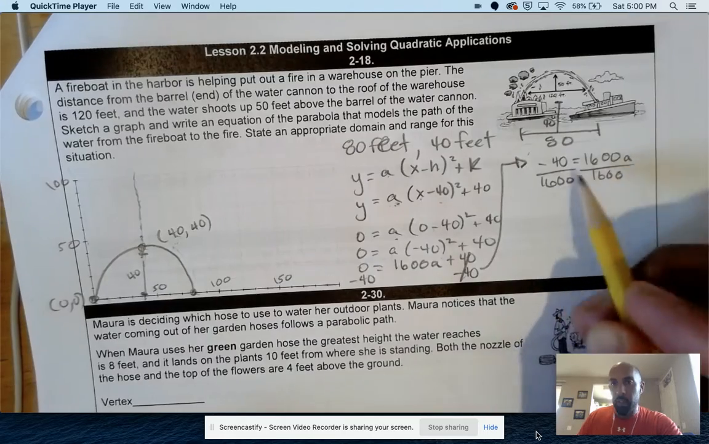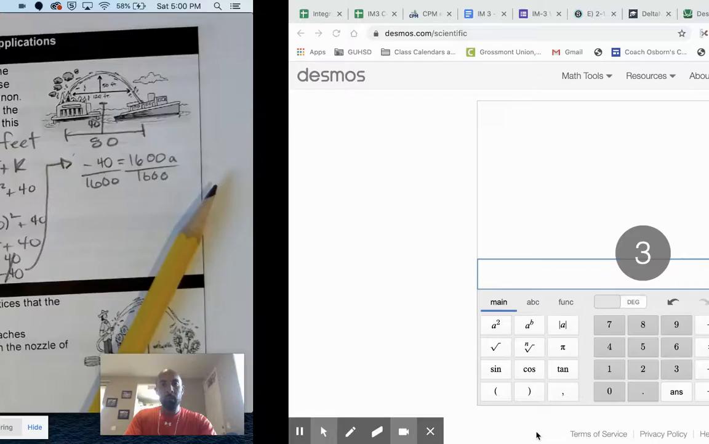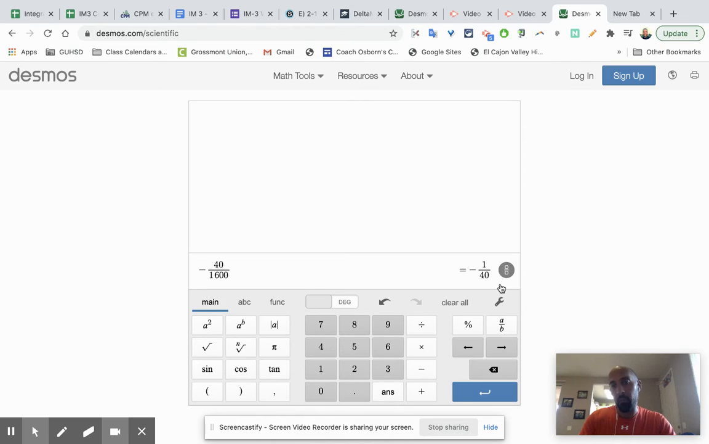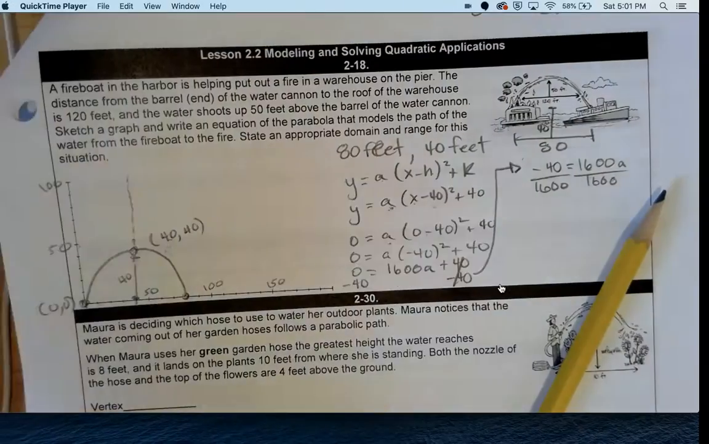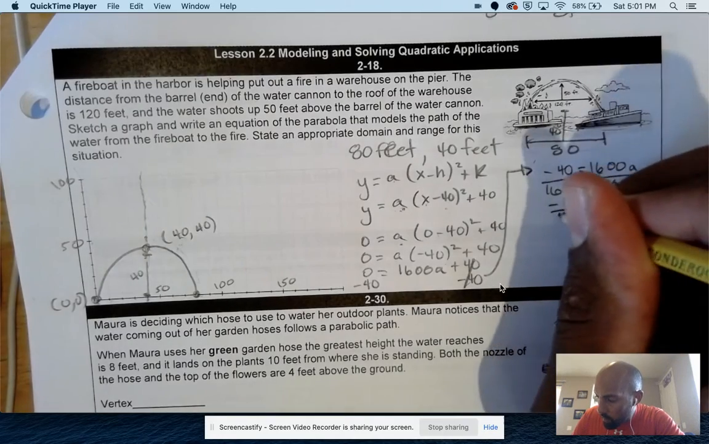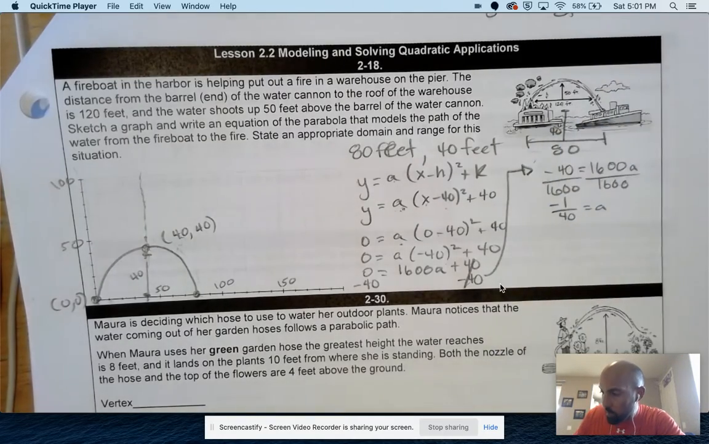Okay, but we want to reduce that. So what I'm going to use is Desmos because I love the fact that you can just type in a fraction and it will reduce it for you. You can do it in your head if you want, but this makes quick work of it. So all I do is click this fraction button and boom, there's my reduced fraction. So it's negative 1 over 40. If you've got the tools, use it. Okay, so there's my a value.